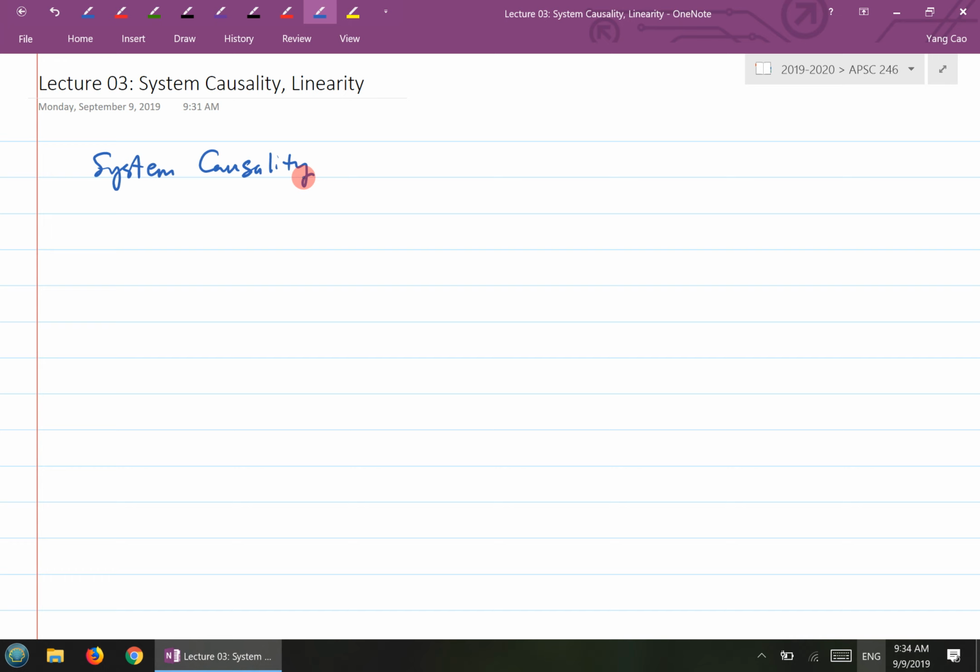Signal causal or not causal, that's pretty straightforward. You basically look at, is there anything for t less than 0? If there's nothing there, then it's a causal signal. But for system causality, you have to check it. So here we look at an example in the previous lecture already, and I wanted to write down the formal definitions first.